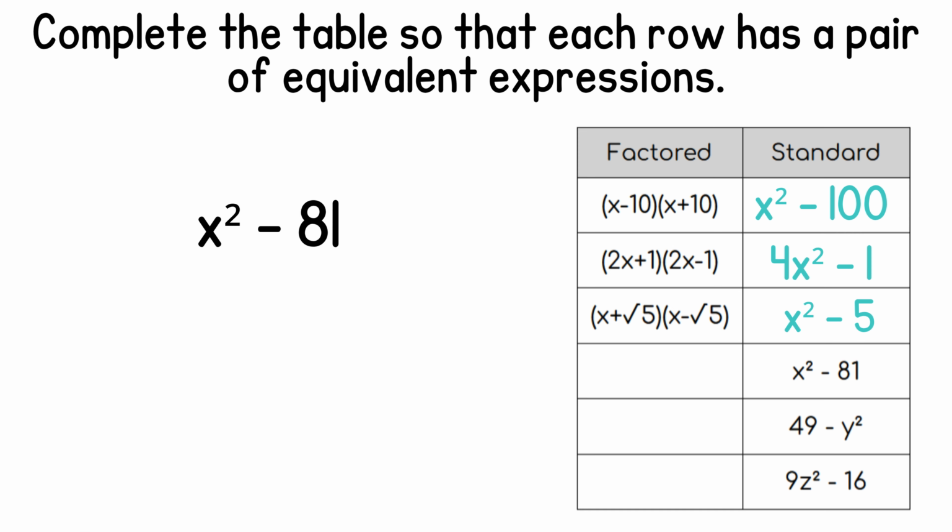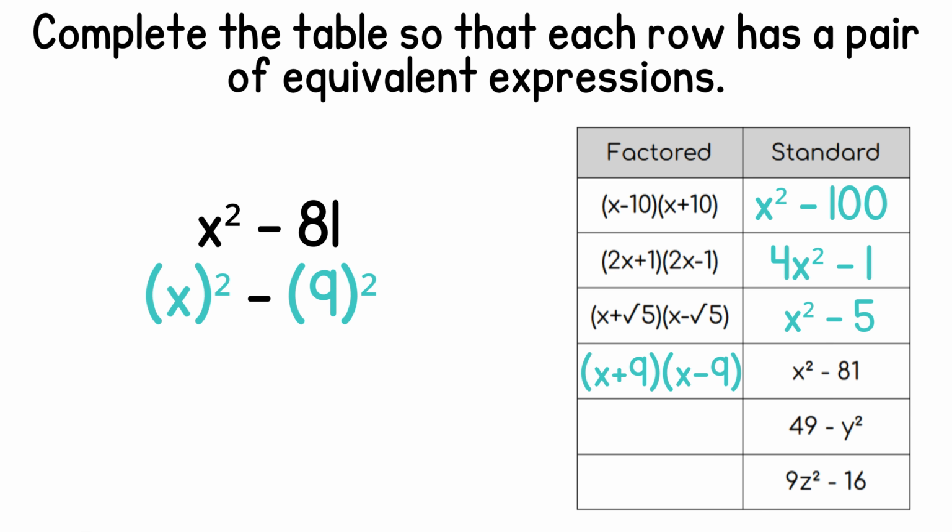Now we'll take x squared minus 81 and put it into factored form. So we know that it's in the form a squared minus b squared. So that must mean that a is x and b is 9, since 9 squared will give us the 81. So we can write this as x plus 9 times x minus 9.